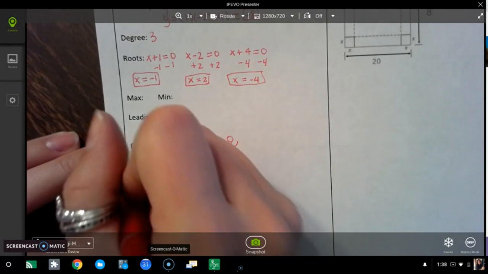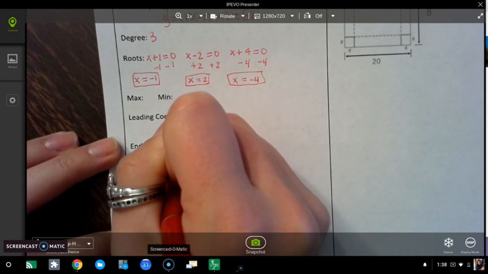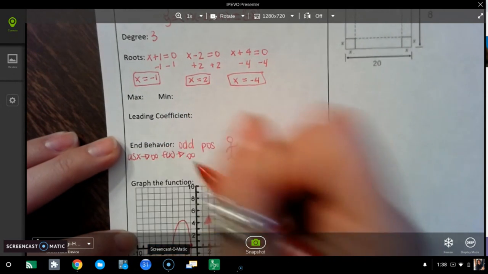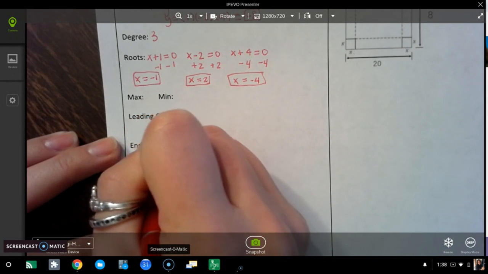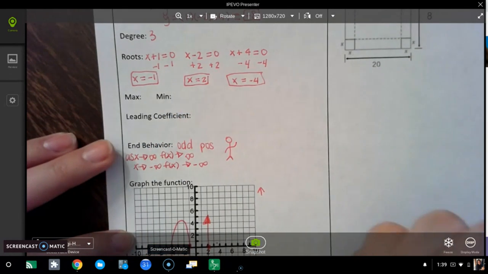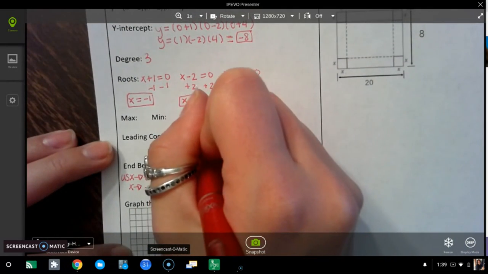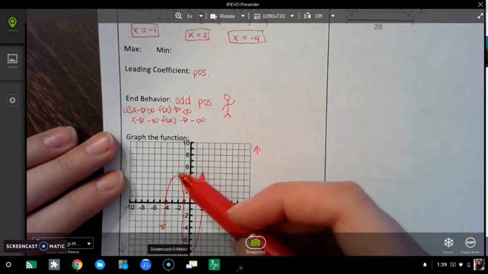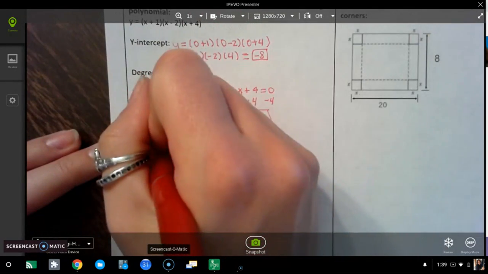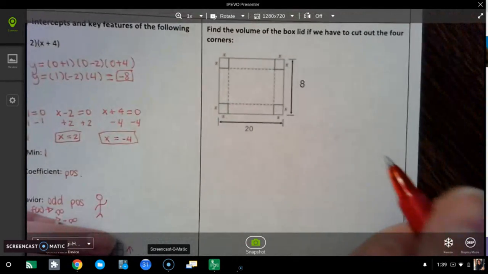Let's write our end behavior down. As x goes to infinity, f of x goes to infinity. As x goes to negative infinity, f of x goes to negative infinity. My leading coefficient, we already said, was positive. I have one max and one min. One max, one min.